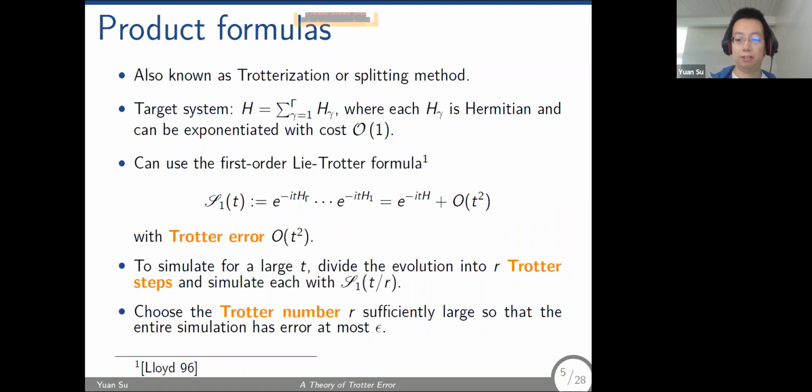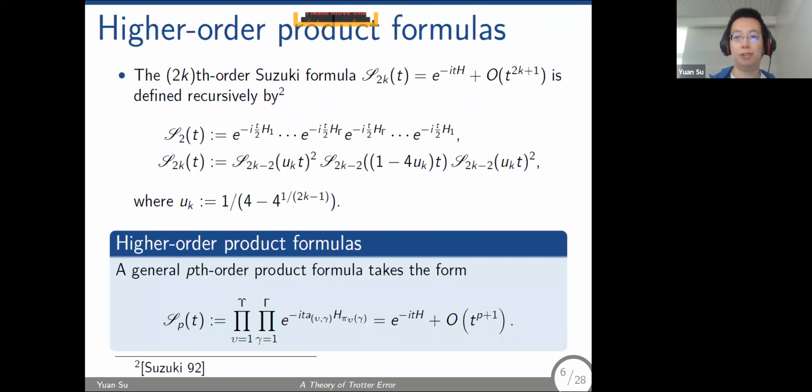A more generalized approach that you can consider is to use more complicated formulas. For example, there's a family of formulas constructed by Suzuki in 1982, so I'll call them the Suzuki formulas. In the simplest case, he constructed this second order formula, which looks similar to the first order case, except that we have two stages now.